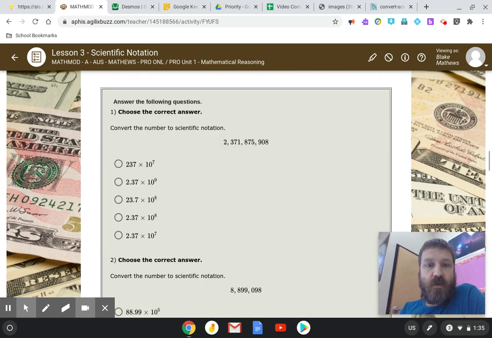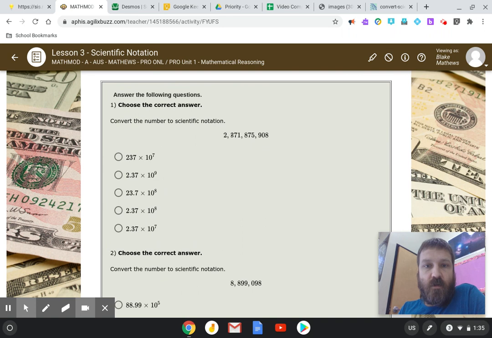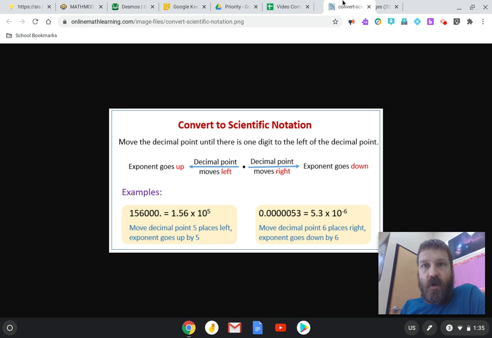For instance, this number here in number one is 2,371,875,908. We don't want to always have to know or write that entire lengthy expression. So there's a shorthand, a shorter way to write these numbers. And so I'm going to jump over to an image here to talk about, in general, how this works.